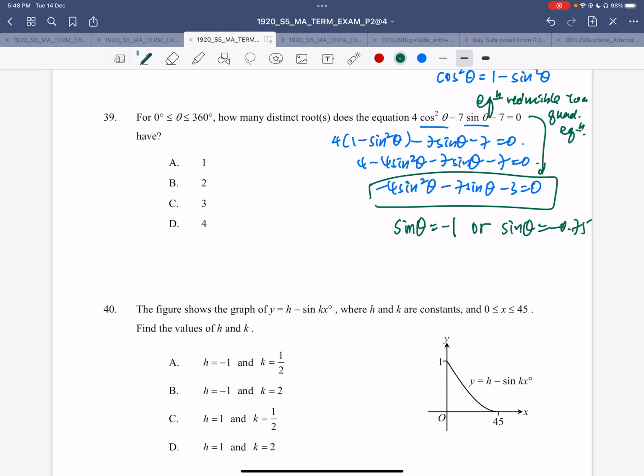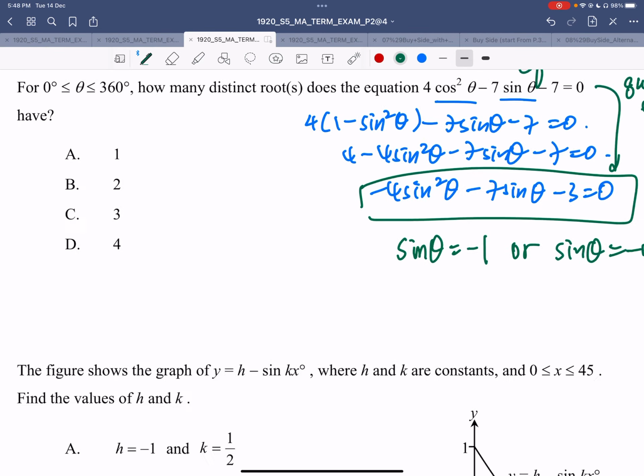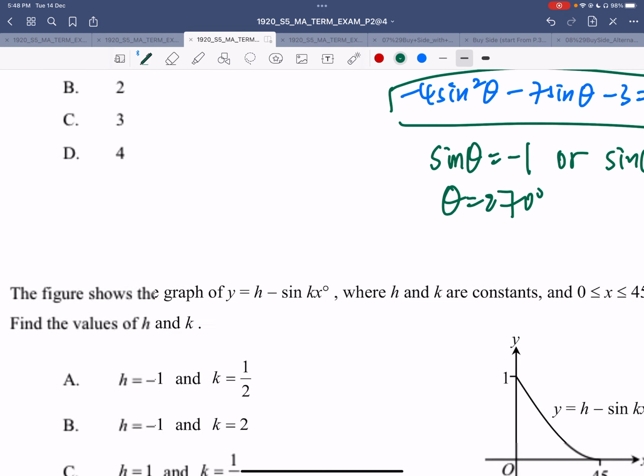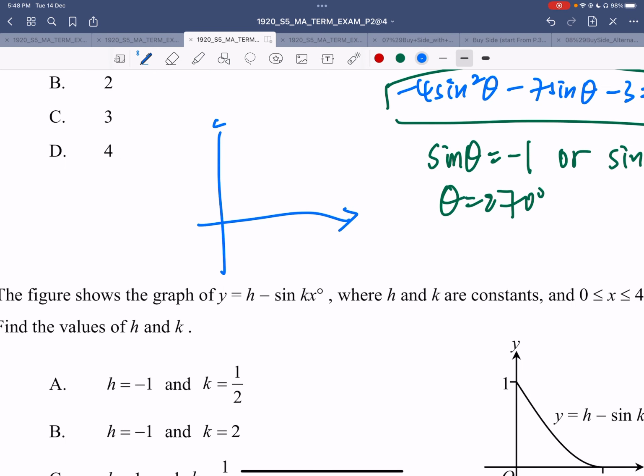Okay, so sine theta is equal to -1, then what could be the possible value of theta? It should be 270, right? Do you still remember the sine graph? The sine graph moves like this, right? For 270 it is equal to -1, okay?